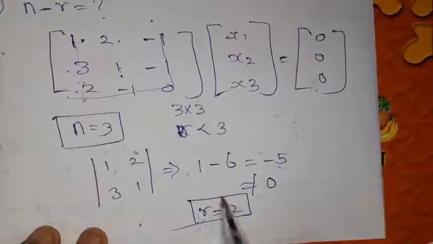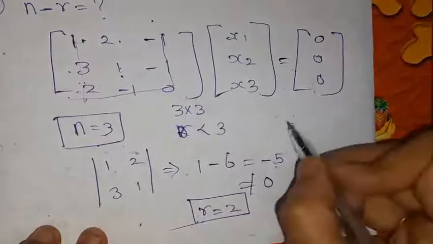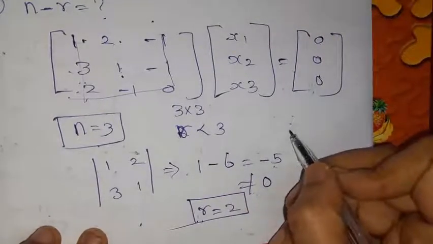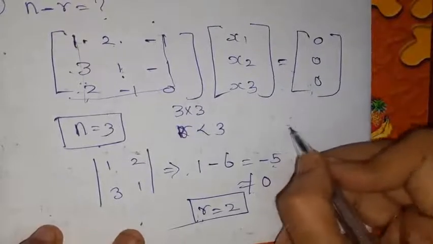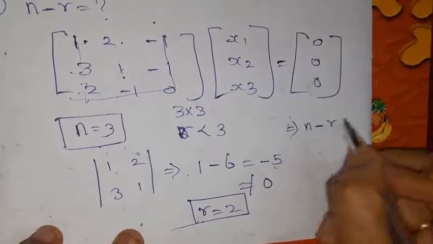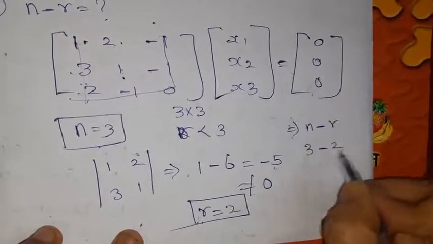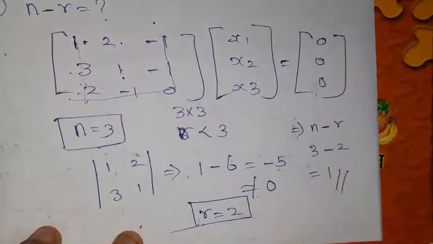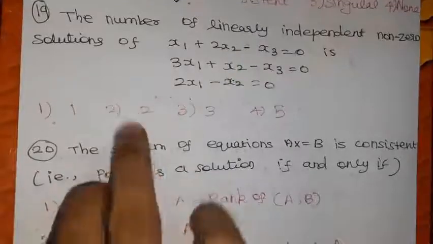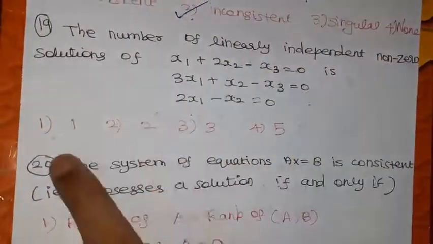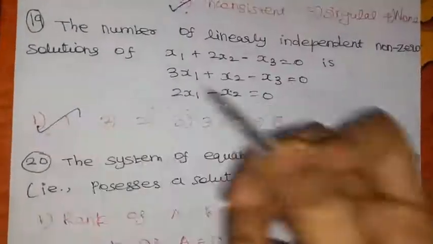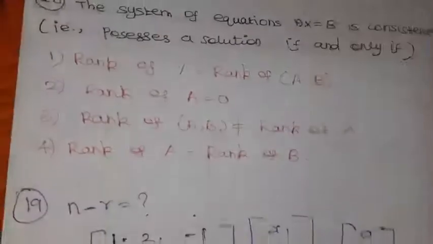So the R value is 2 and the N value is 3. How can we find out the number of linearly independent non-zero solutions? The formula is N minus R, so 3 minus 2 equals 1. So the number of linearly independent non-zero solutions is 1. Option 1 is the right option.